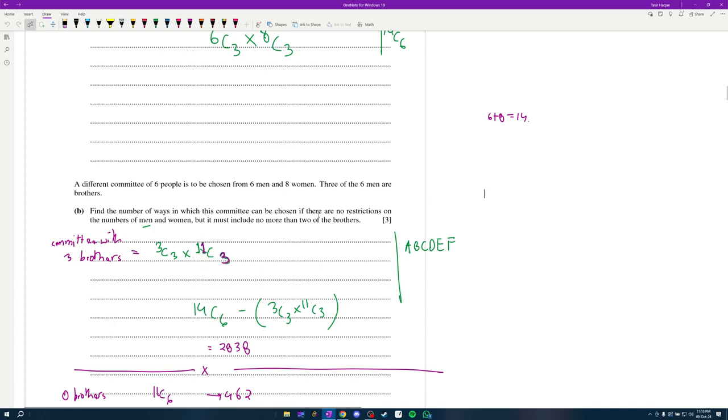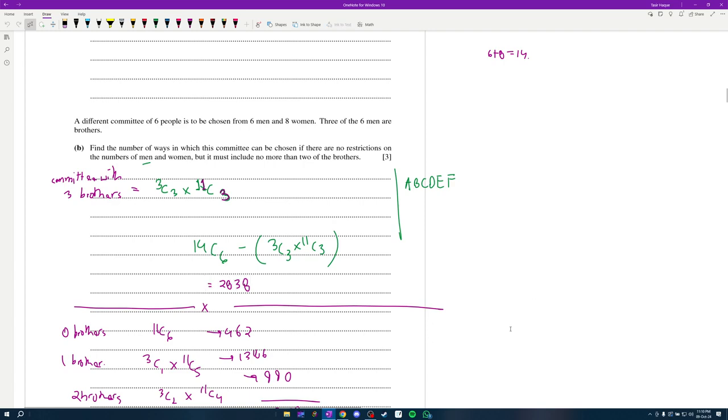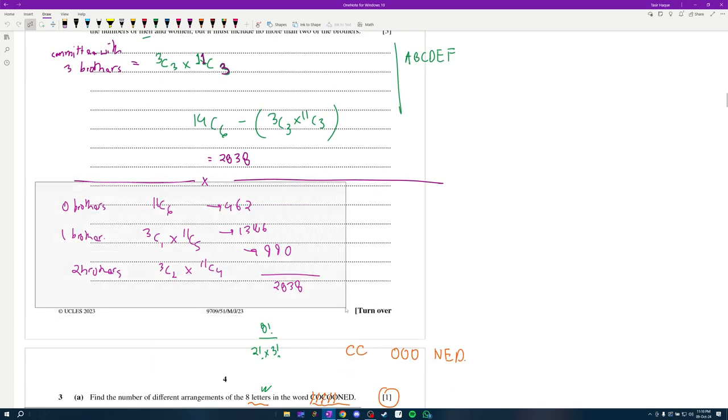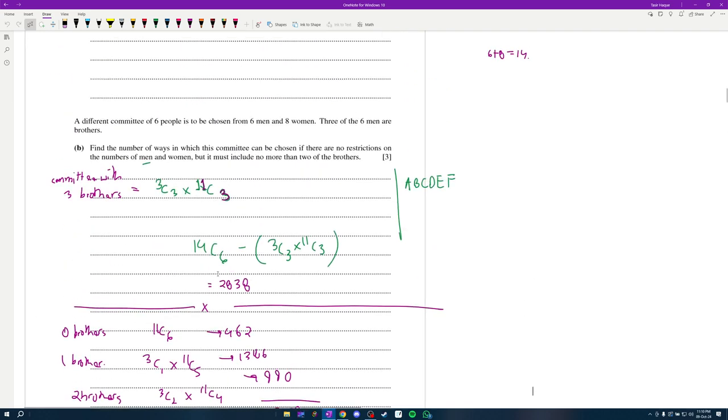And the total number of ways is, irrespective of the brothers, 6 plus 8 is 14. So 14C6 minus 3C3 times 11C3. So we get 2838. And the complicated route is doing 0 brothers, 1 brother, and 2 brothers individually.